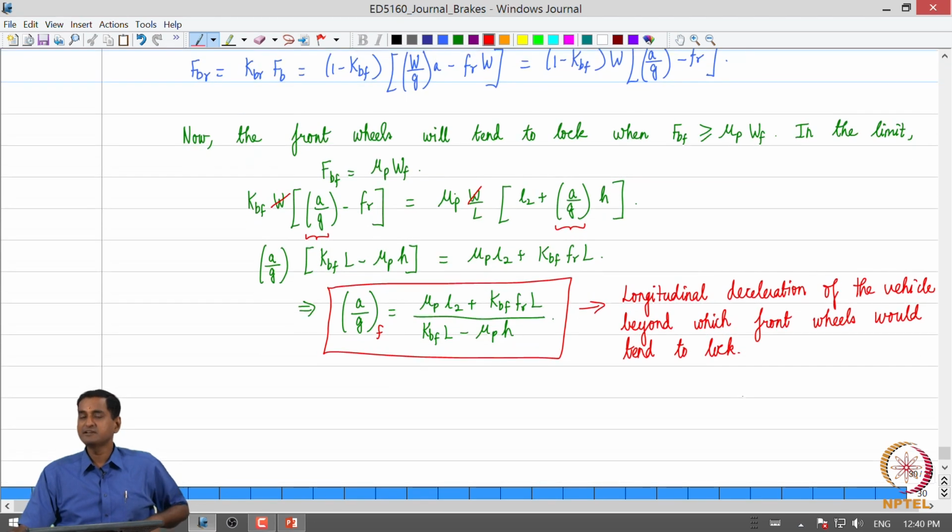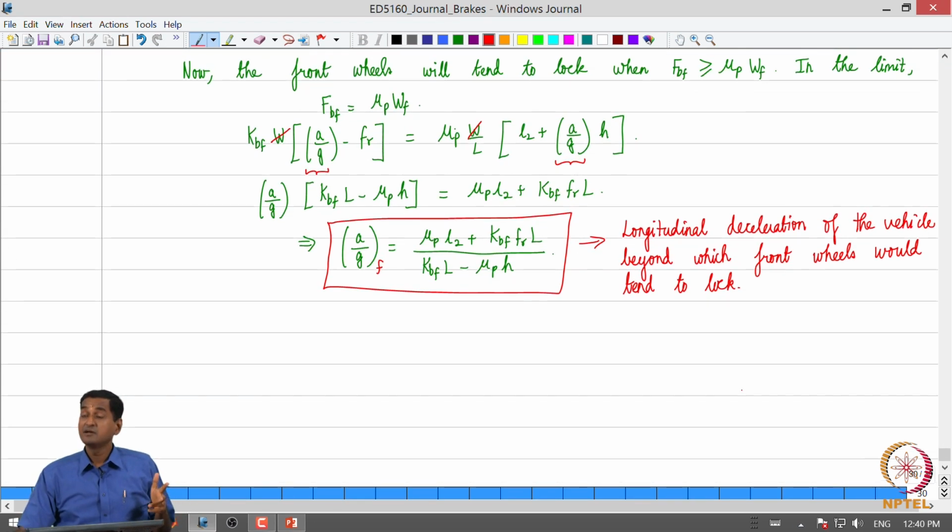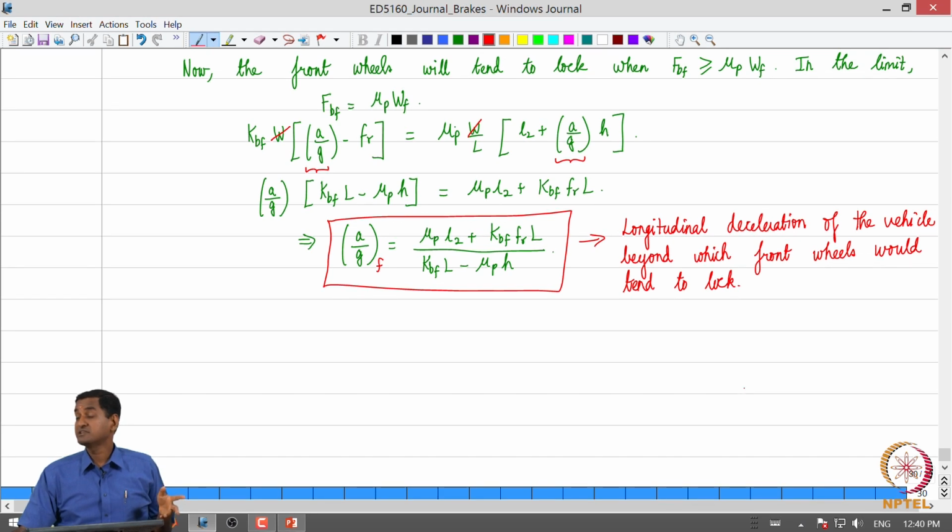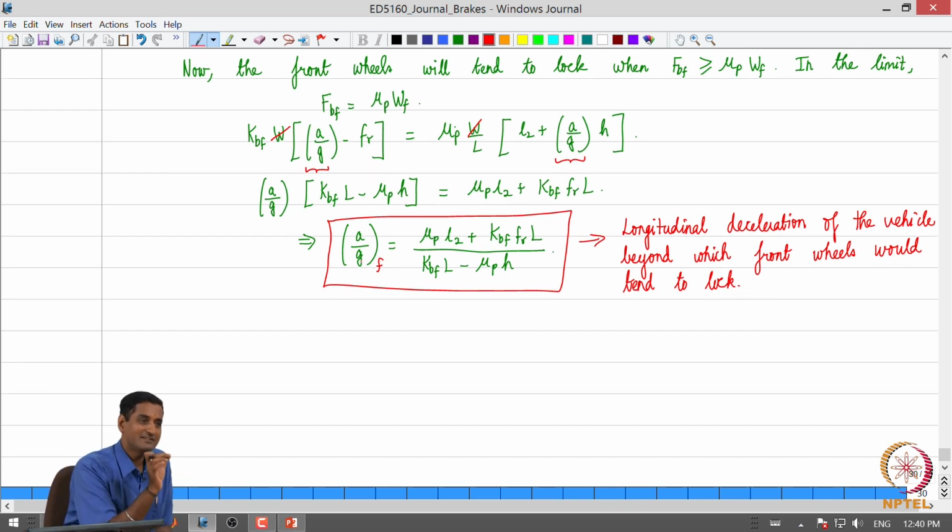So, that is the meaning of this particular expression. The physical interpretation is that this A by G subscript F is the vehicle longitudinal deceleration beyond which the front wheels will tend to lock. That is why I wrote subscript F in a different color, because this is not the longitudinal deceleration of the front wheels. A is the longitudinal deceleration of the vehicle. So, this gives us a limiting value beyond which the front wheels will tend to lock.